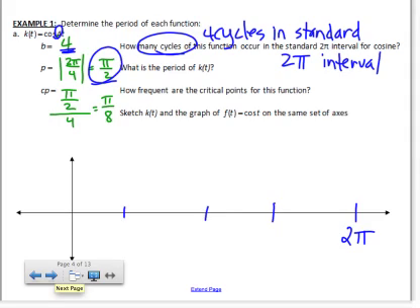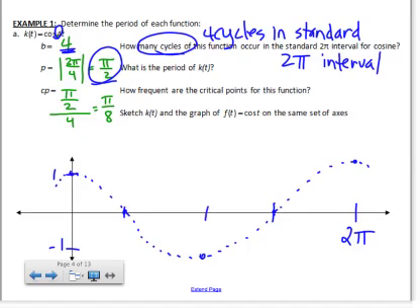The standard cosine in 2 pi is going to happen like this. A maximum, 0, minimum, 0, maximum. This is not the graph I'm really interested in, but I'm going to show you how we want to think about it. That is the cosine of t. Now let's graph cosine of 4t.